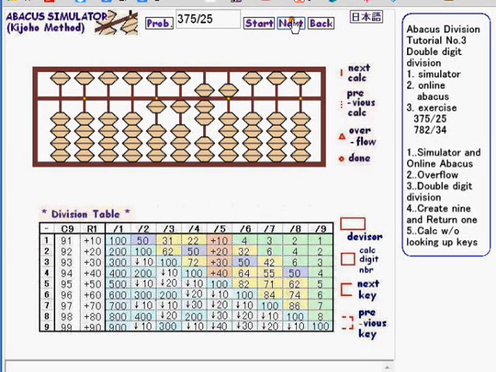Click next. This is subtraction. Next. This is the division key. Next. Next. Now the little red mark is here, which means the calculation is done and the result is 15. Go to the next exercise.